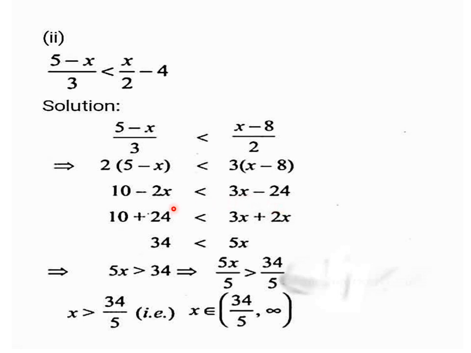Then this constant you can take to the left hand side and the x term to the right hand side. So 5x is greater than 34. So you can rearrange it, 5x greater than 34, like this you can write. From this, the x value is greater than 34 by 5. X greater than 34 by 5 means x belongs to (34 by 5, infinity).